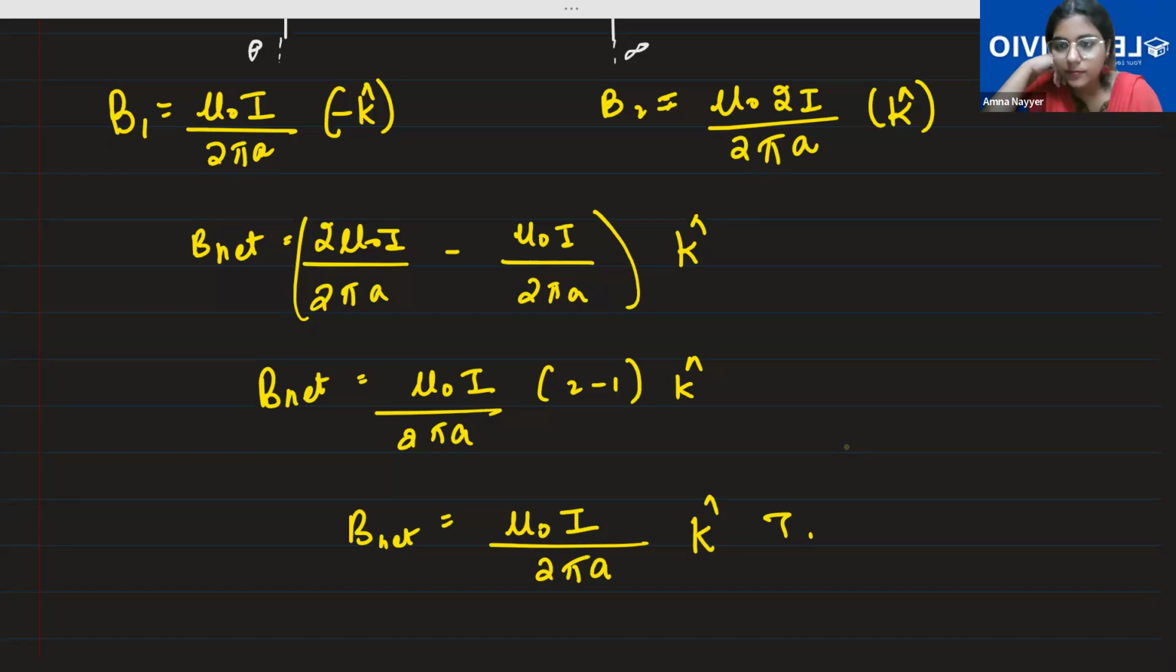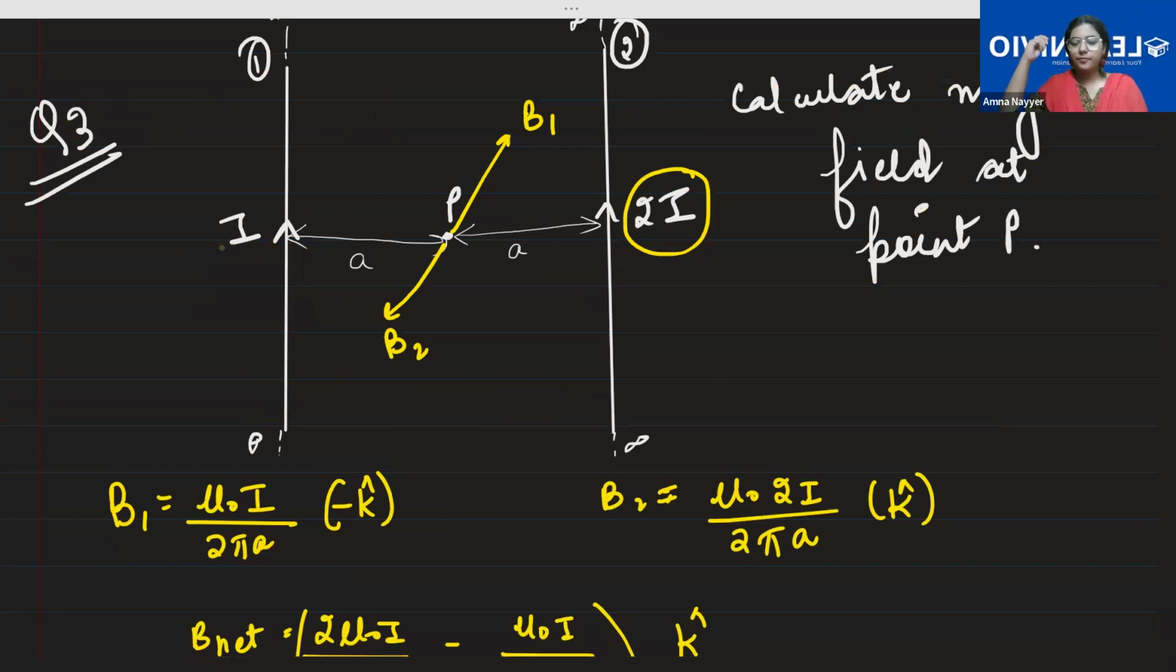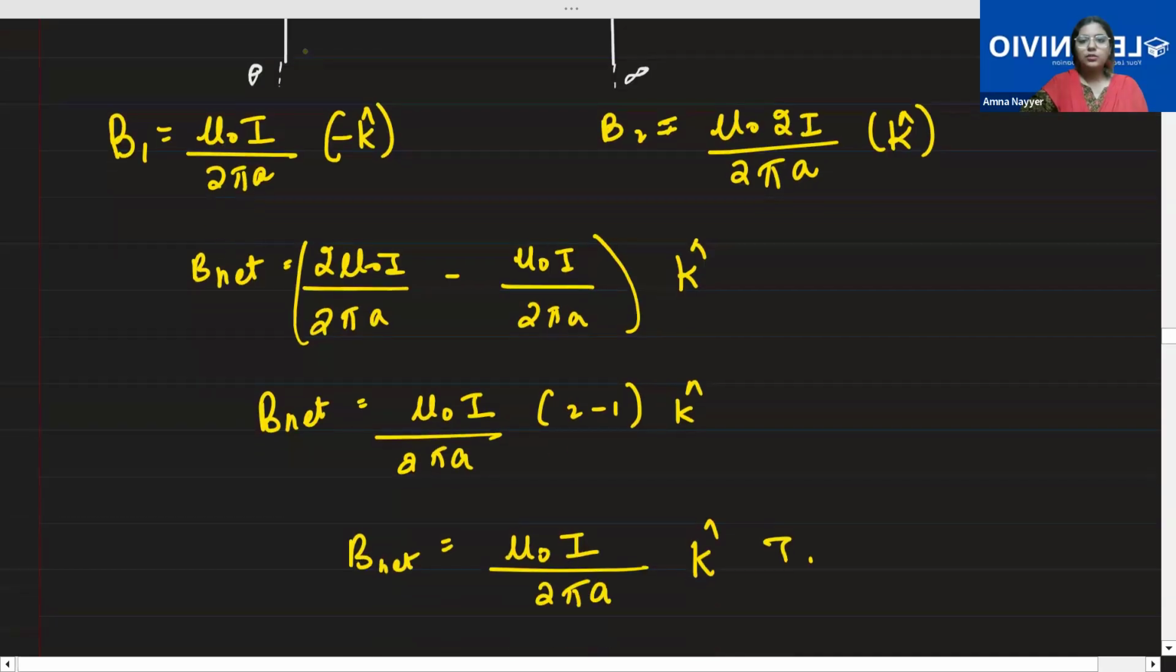Ma'am, why did we write 2 mu naught I by 2 pi A? Because the current given here is 2I. Here only I was there. Okay? Yes, ma'am. Please write down the solution. Then we'll move on to the circle.